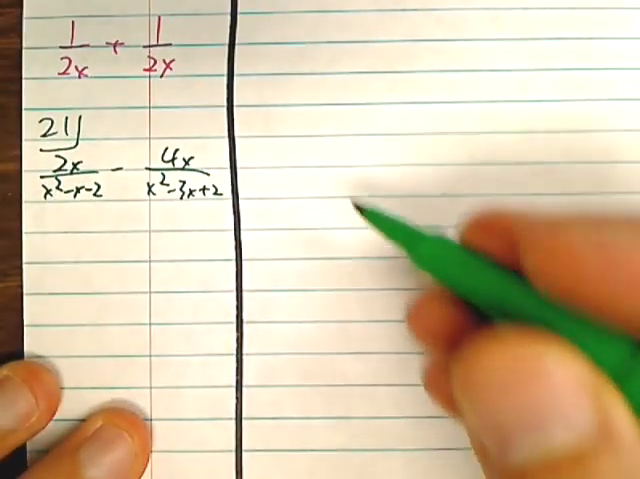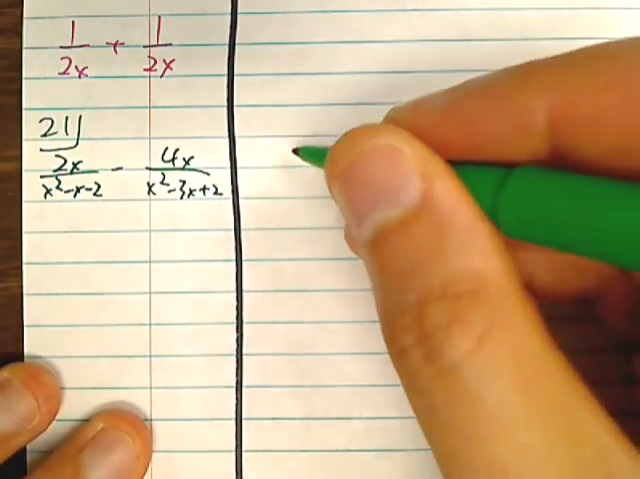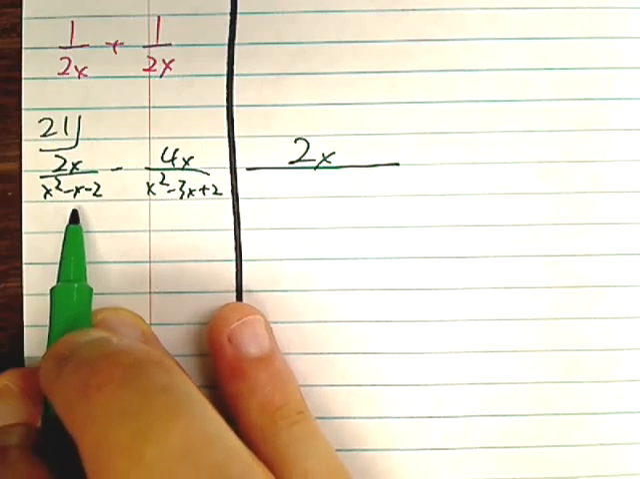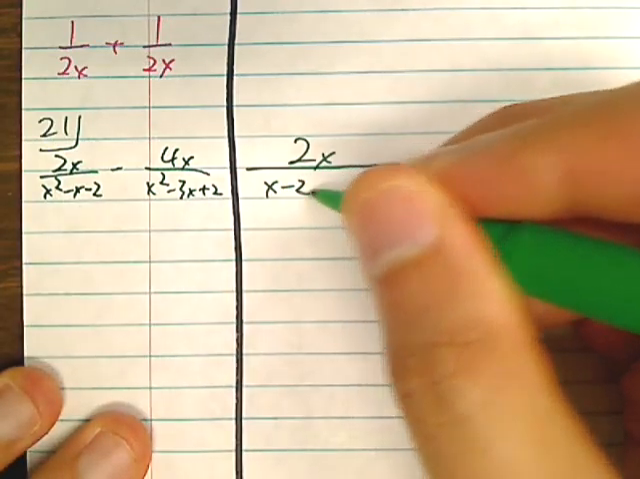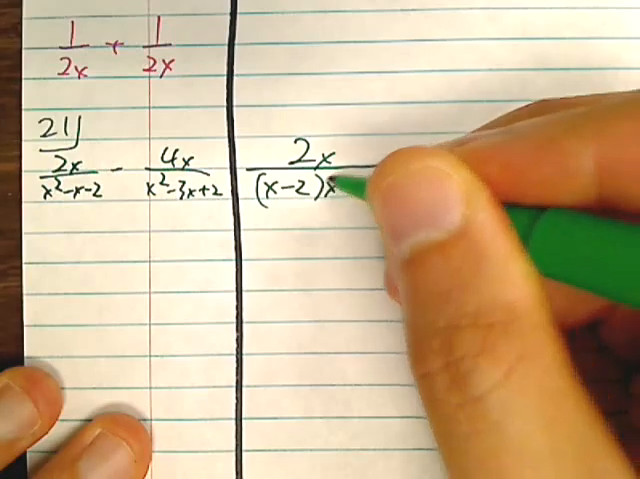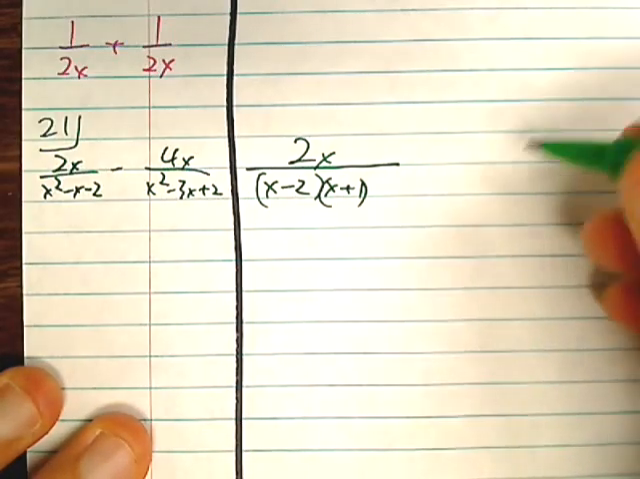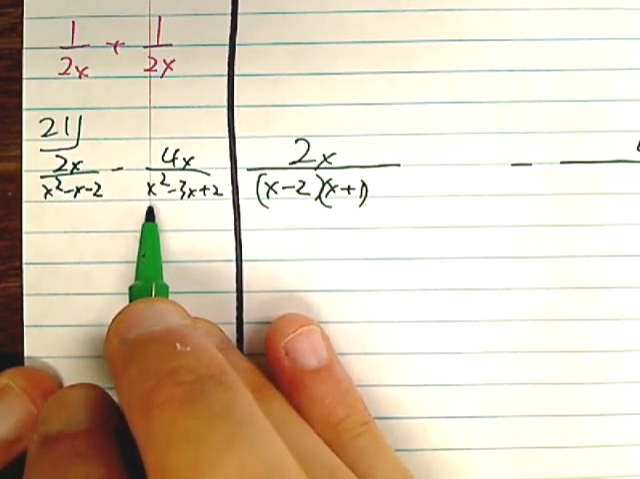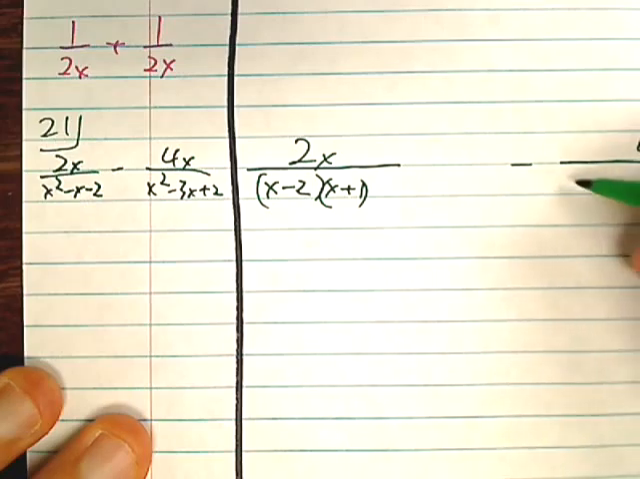Okay, we're back. Let's start by factoring our denominators. So 2x over x minus 2 and x plus 1. I'm going to leave some room here. Minus 4x over x minus 2 and x minus 1.